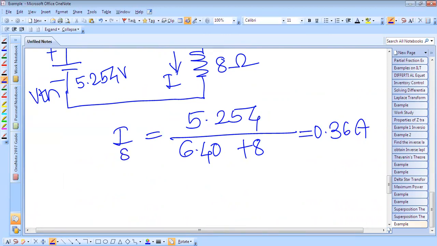So this is the required answer: the current flowing through the 8 ohm resistor by using Thevenin's theorem.